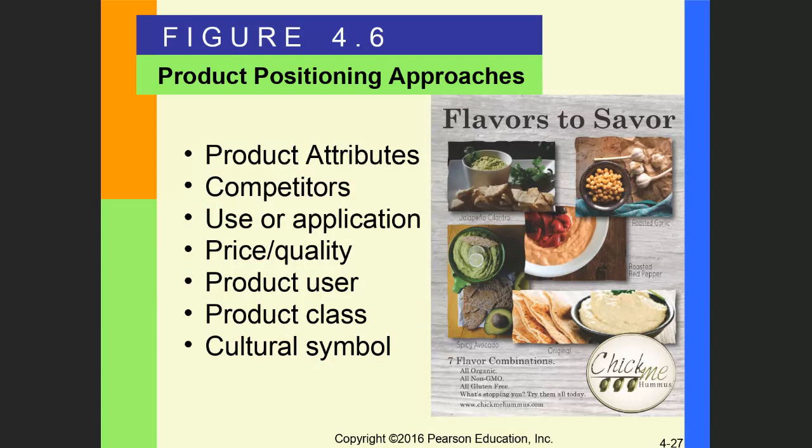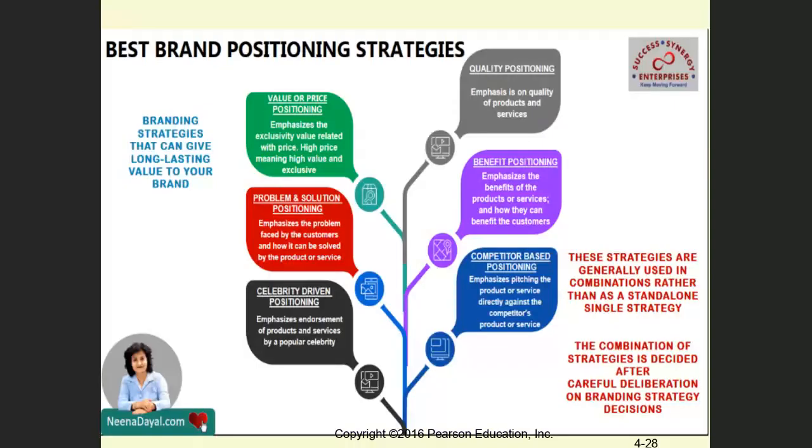And please try to use more things that create the emotional contact, that create the emotional attachment. Look at this slide. It's even better. These strategies are generally used in combination rather than as a standalone single strategy. These are the best brand positioning strategies: value or price positioning, quality positioning, benefit positioning, competitor-based positioning, celebrity-driven positioning, problem and solution positioning.